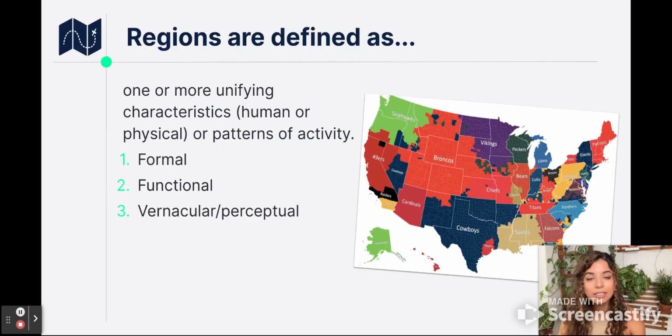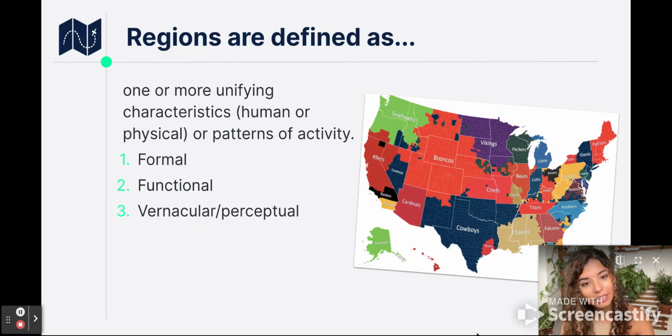Regions are defined as one or more unifying characteristics or patterns of activity. The characteristic that unifies an area can be a human characteristic like language or government or maybe a common history, or it can be physical geography, such as mountain ranges or desert areas. So we have formal, functional, and then vernacular or perceptual regions.